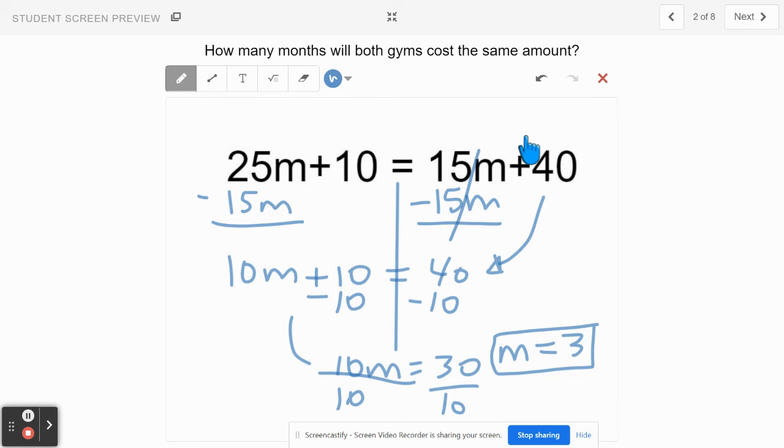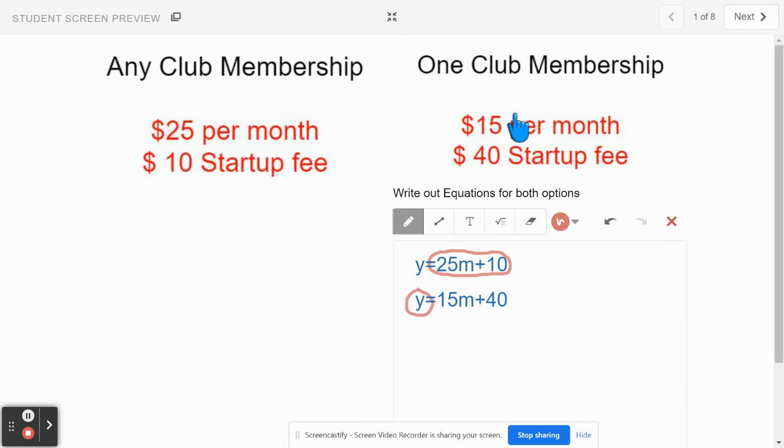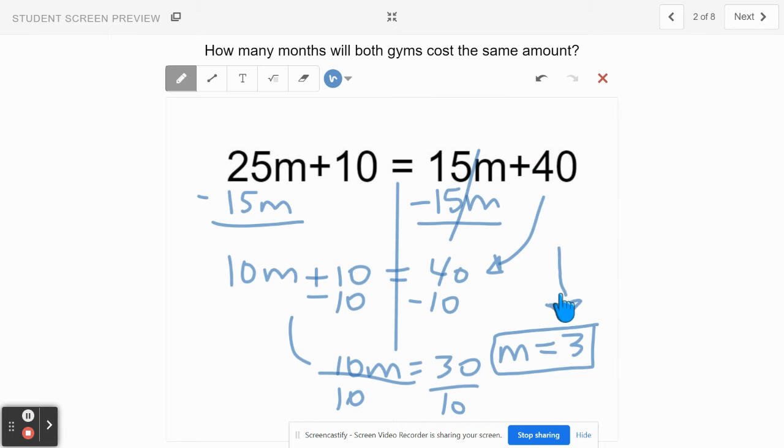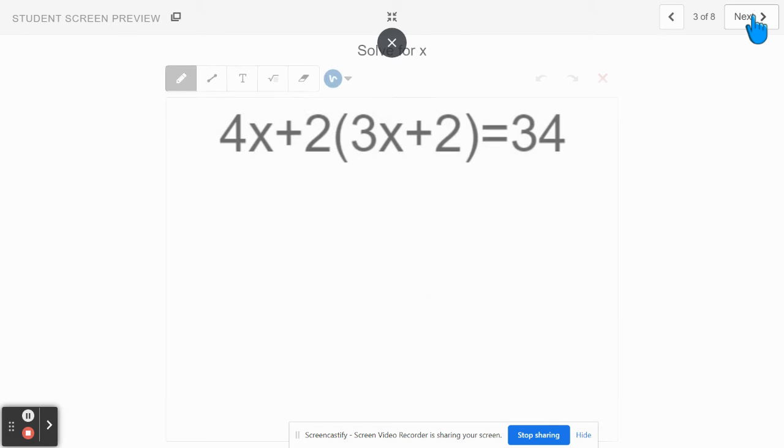Now, let's go ahead and get to the next one. That means after 3 months, these gym costs will be the same. Okay, and that's what it's asking. How many months will both gym costs be the same? So let's remember that. We're looking at these gym costs. How many months will it take for them to be the same amount? 3. All right. Next question.